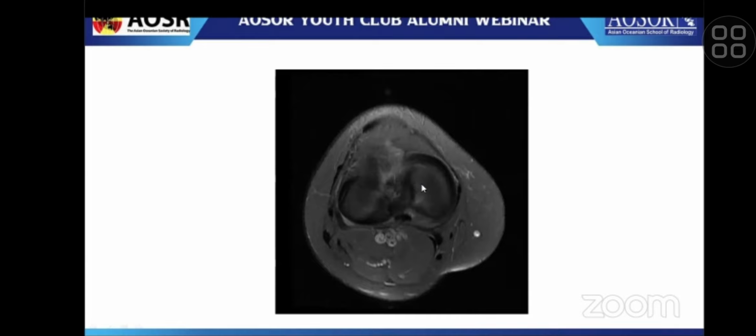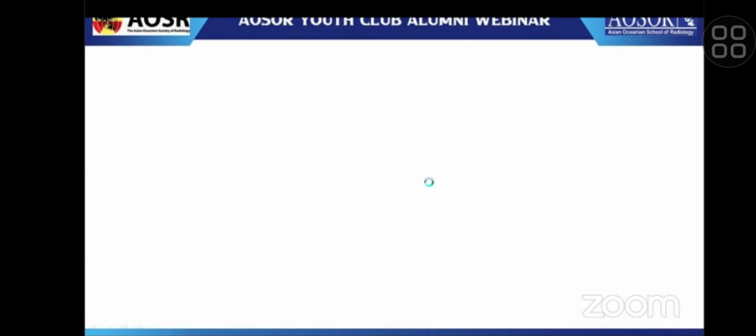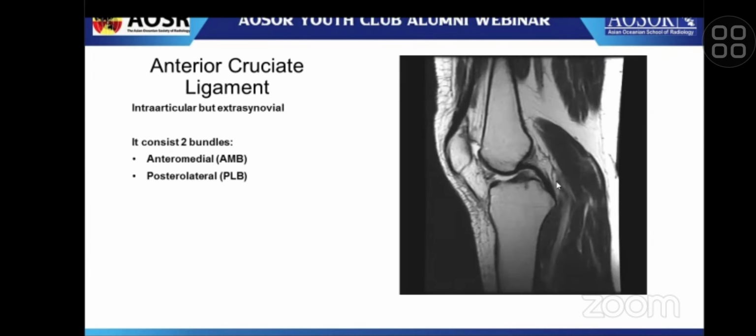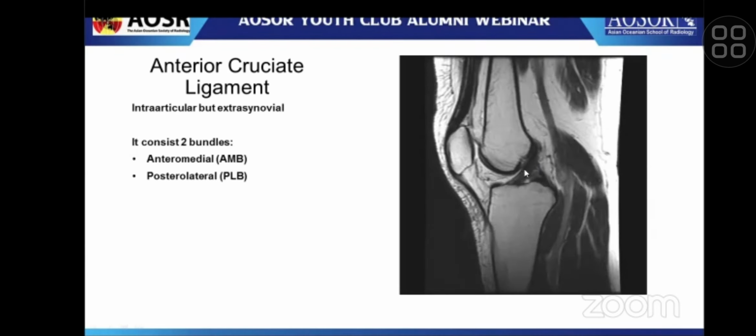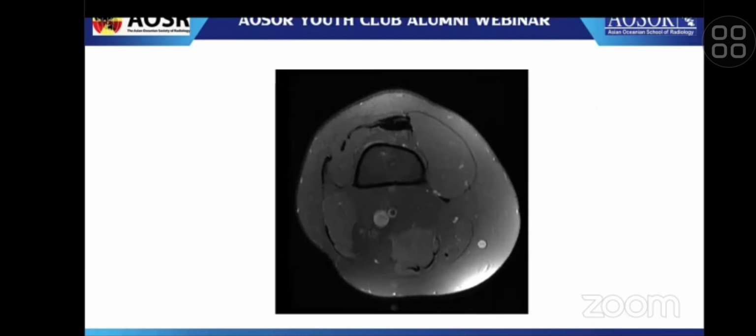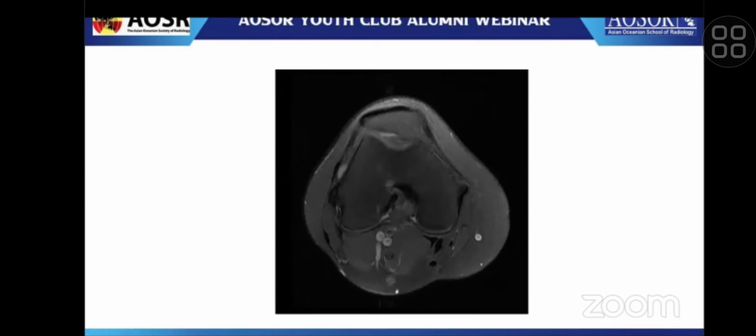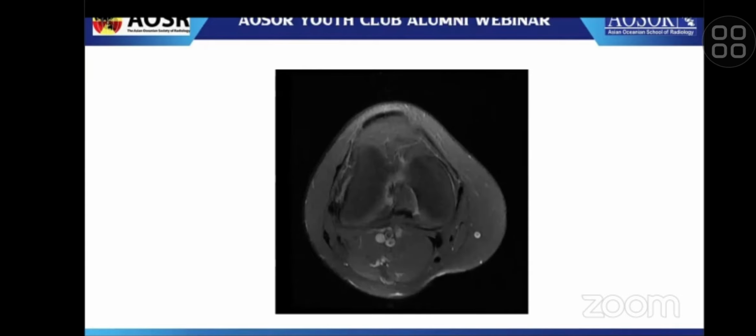The anterior cruciate ligament passes from the medial aspect of the intercondylar tibial plateau upward and backward to the posterior medial aspect of the lateral femoral condyle. In the axial slices, we can see here that it attaches to the posterior medial aspect of the lateral femoral condyle and goes through the anterior aspect of the intercondylar area of the tibial plateau.